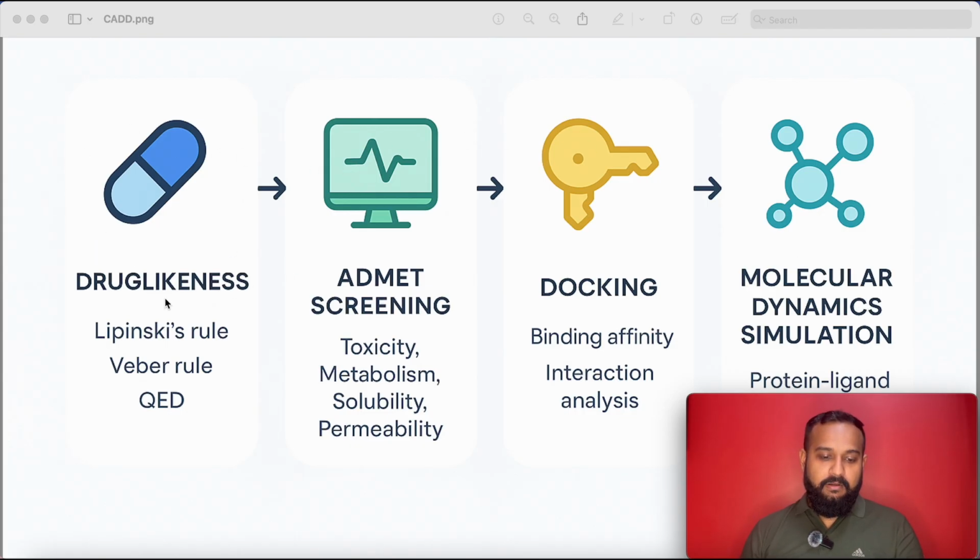So in today's session, we'll be talking about your drug likeness and ADMET screening. I will take one chemical molecule and show you across both of the things. I will show you using two tools, basically SwissADME and ADMETlab. So let's get started with that.